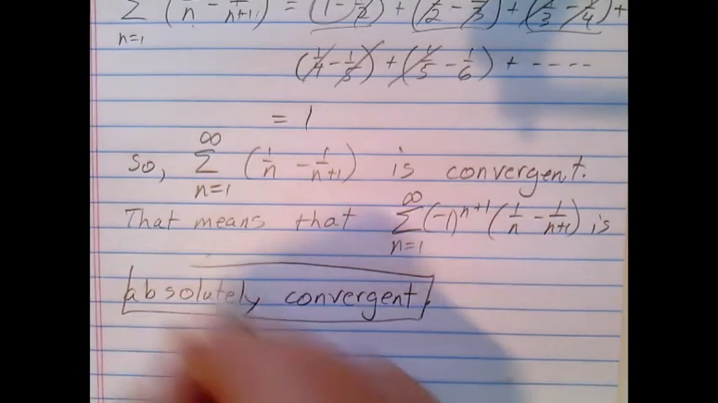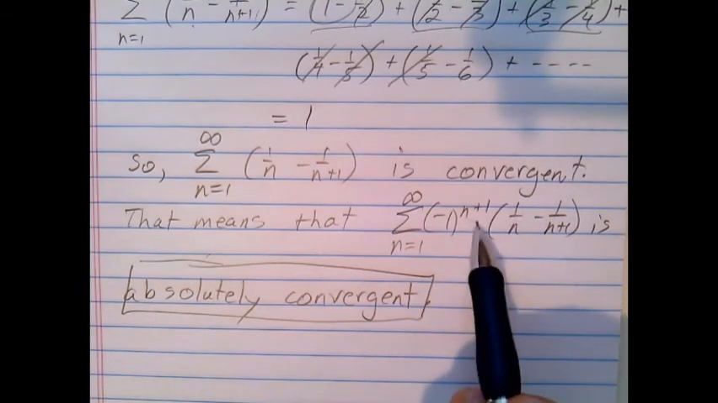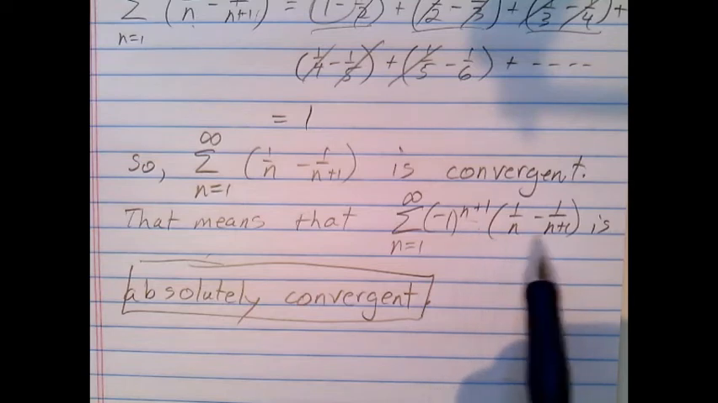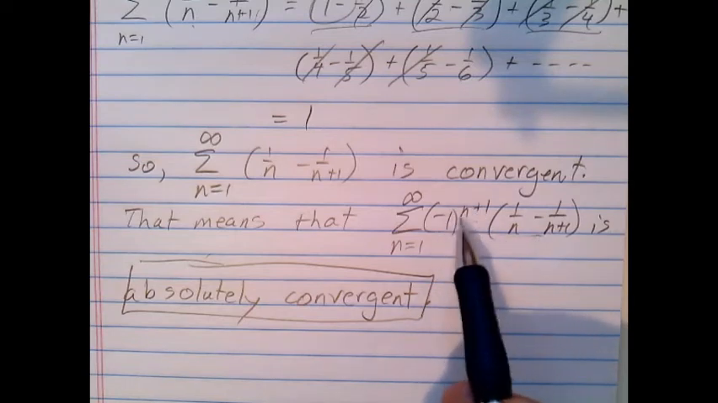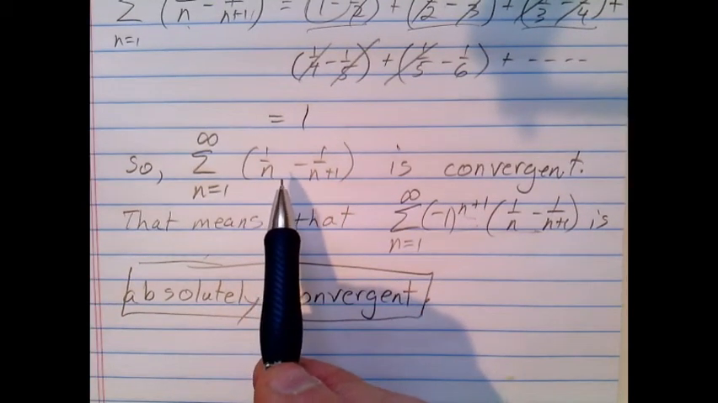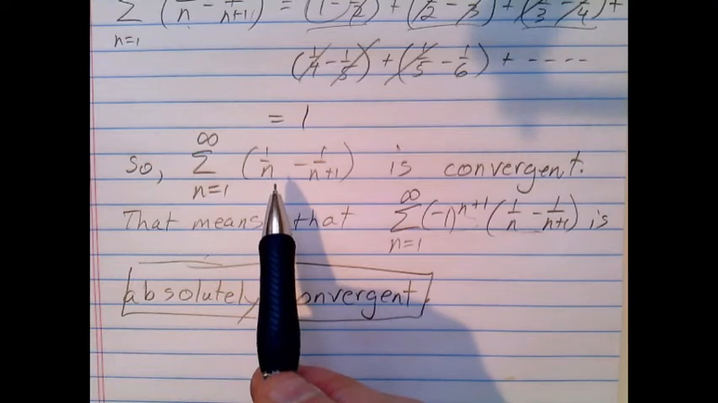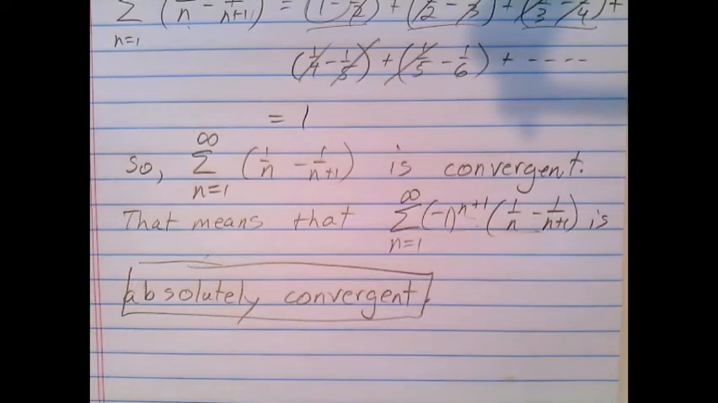Which is the answer we were looking for. Okay, the idea is that if I took the absolute values of the terms of this series, all that would do would be it would squelch this part, and so I would get this series, but that series converges to 1. So the original alternating series is absolutely convergent.